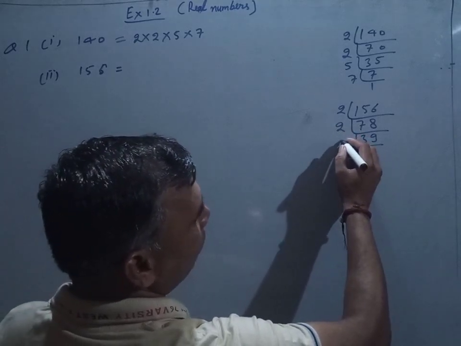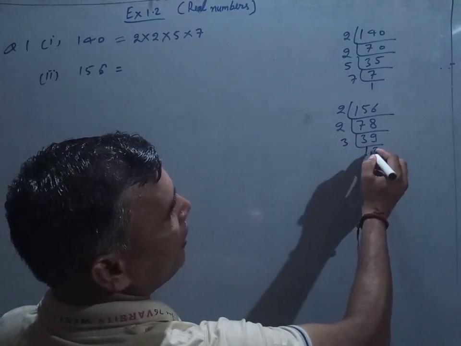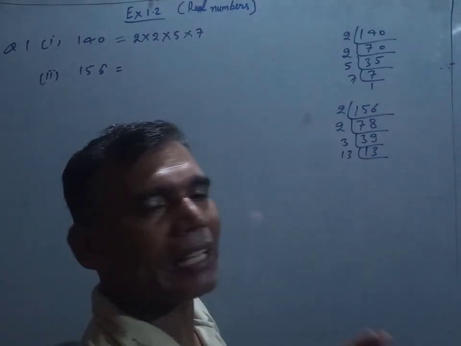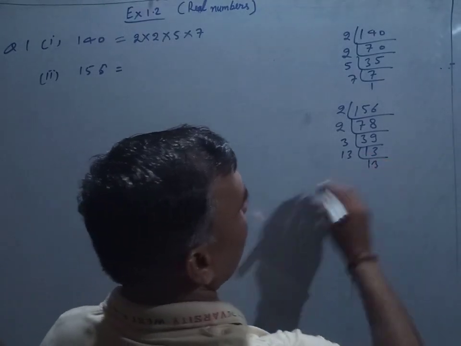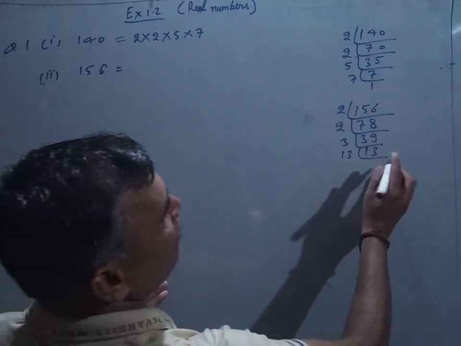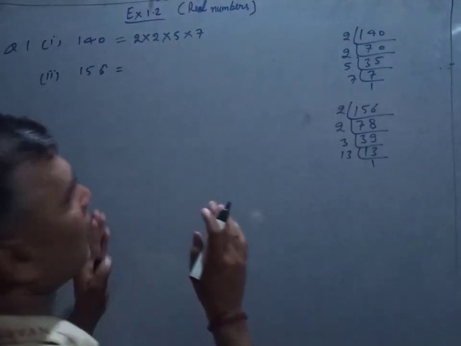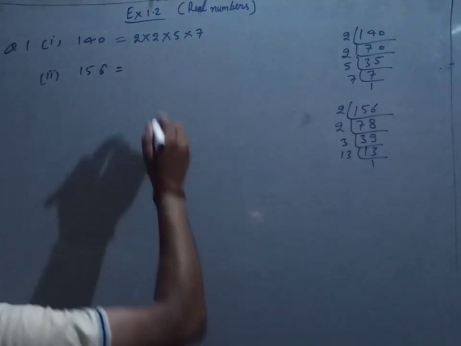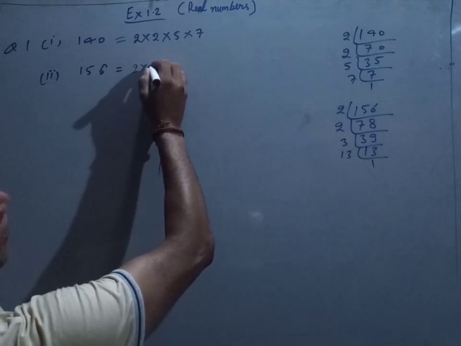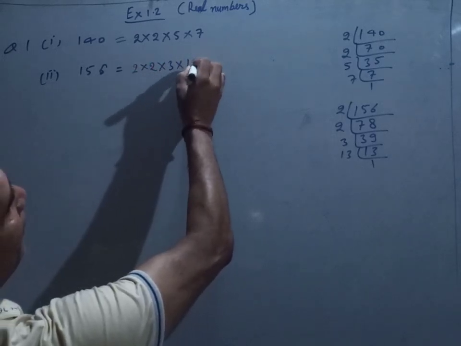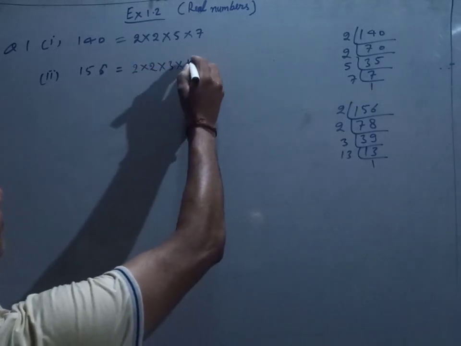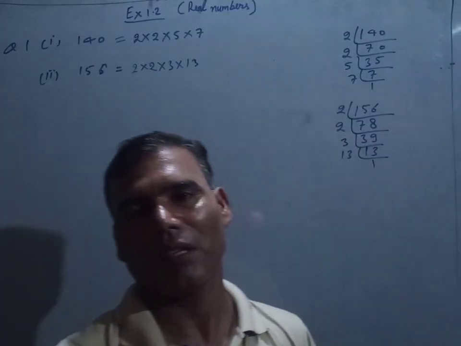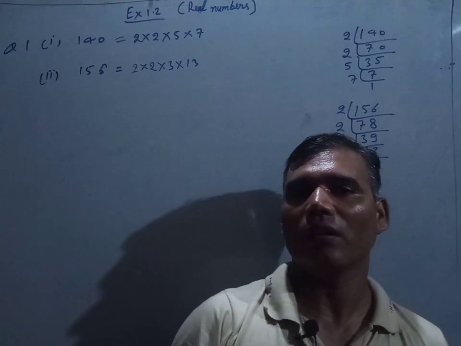We divide now by 3: 3 1s are 3 and 3 3s are 9, and in the last we divide by 13, so 13 1s are 13. We write 156 as the product of its prime factors: 2 multiply 2 multiply 3 multiply 13. Next we have the third part, which you can solve in the same way, and the fourth part I solve myself.